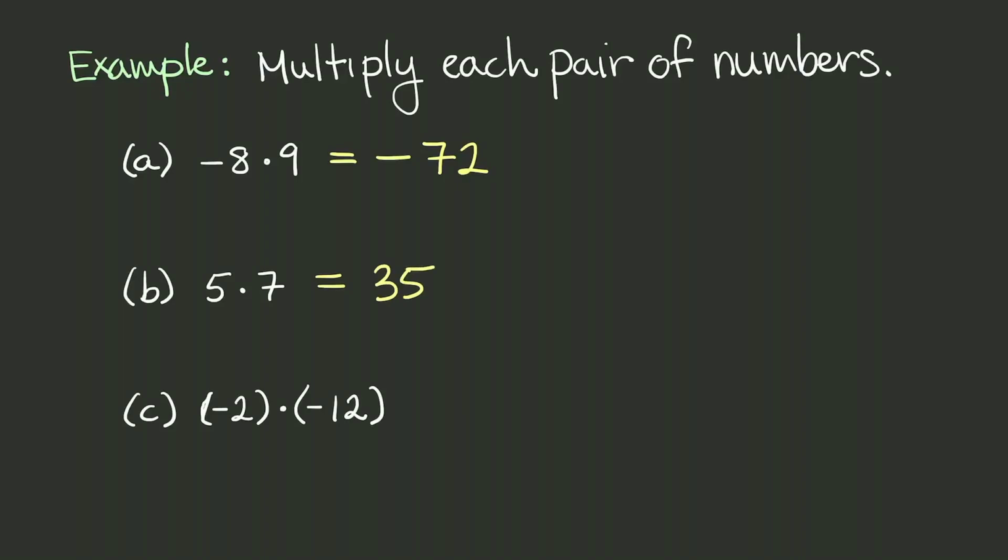Now we have negative 2 times negative 12. This means our answer is going to be positive because this is a negative times a negative. So we'll take 2 times 12, which gives us 24.